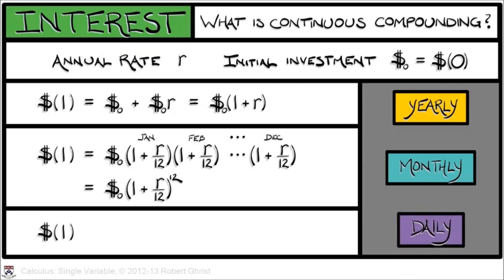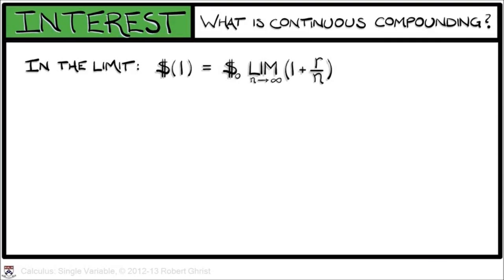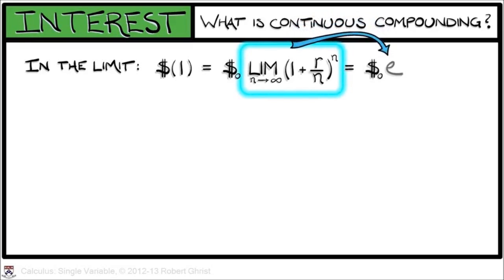Now, of course, monthly compounding is maybe not so accurate because they have different days per month. So we could do it daily and get the initial investment times quantity 1 plus R over 365 to the 365th power. I think you can see where this is going. If we take the limit, then after 1 year, we get the initial investment times the limit as n goes to infinity of quantity 1 plus r over n to the nth power. Now, I know you've seen that limit before. You may recall that it is, in fact, e to the r.